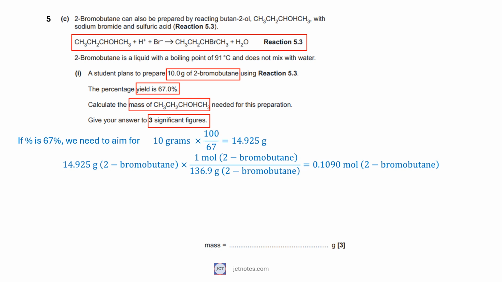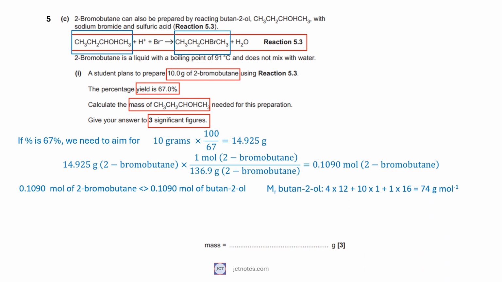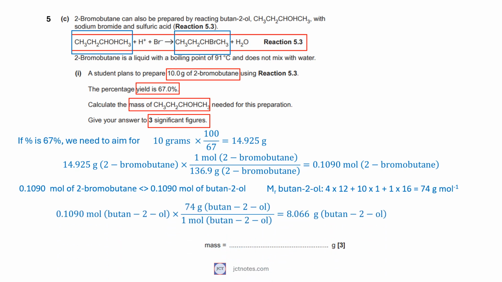With the molecular mass of 2-bromobutane, we find that 14.925 grams are 0.1090 mole of 2-bromobutane. Reaction 5.3 shows that 1 mole of 2-bromobutane requires 1 mole of butan-2-ol, therefore we need 0.1092 mole of butan-2-ol. The molecular mass of butan-2-ol is 74 grams per mole, and we can calculate that 0.1092 mole of butan-2-ol is 8.086 grams. Rounded to three significant figures, it is 8.07 grams.